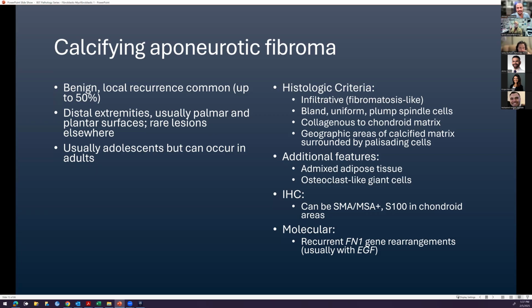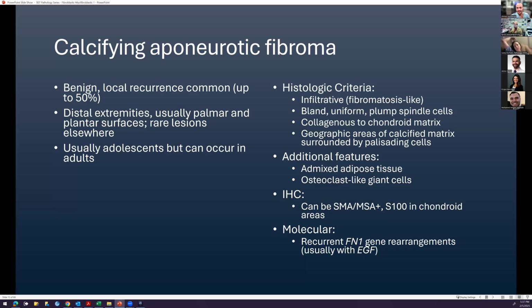They have this kind of fibromatosis-like stroma, so the cellularity often looks a bit more like fibromatosis. They're pretty bland, uniform, plump spindle cells, and they have this collagenous to chondroid matrix that forms. That matrix has geographic areas where they start to calcify, and they're surrounded by palisaded cells, right? And multinucleated osteoclast-like giant cells are very common.